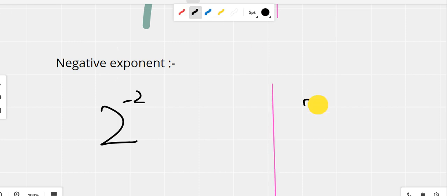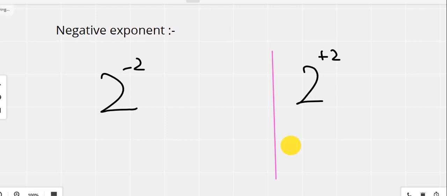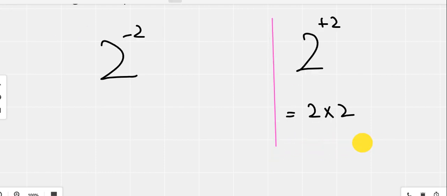2 to the power of positive 2. Now I know this one: you will times the 2 with itself twice. 2 times 2, which is equal to 4, right? But if I talk about this one, I can't solve it.